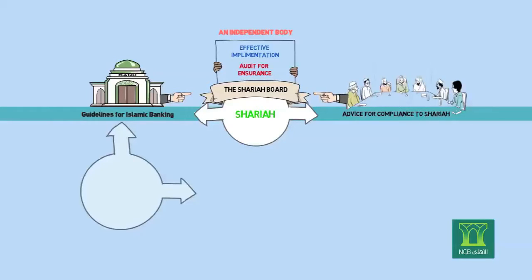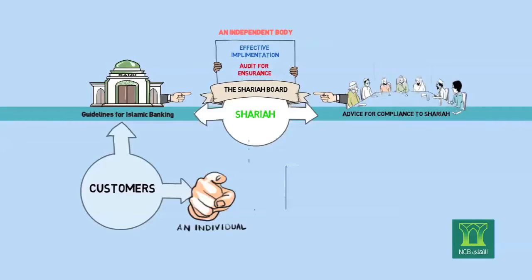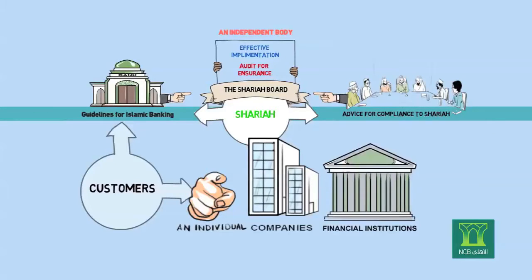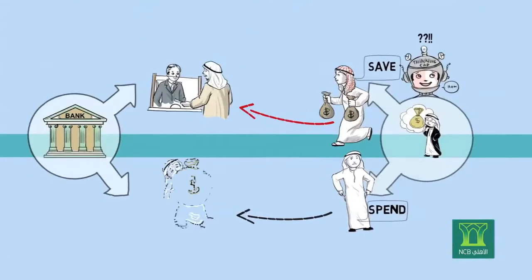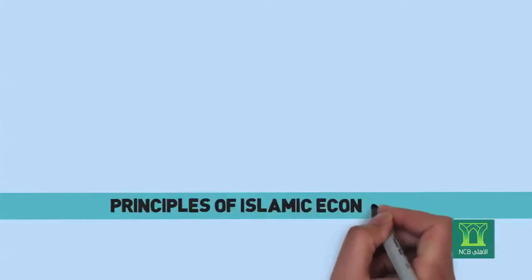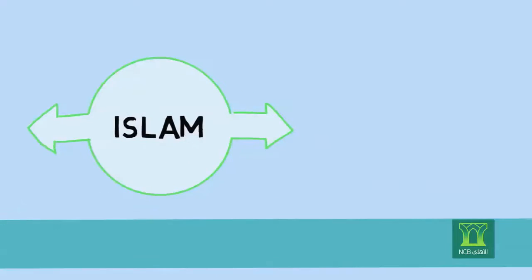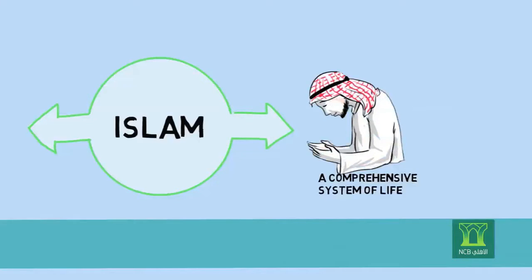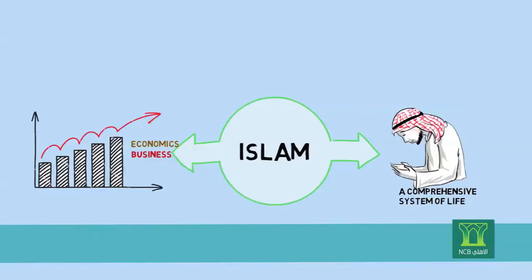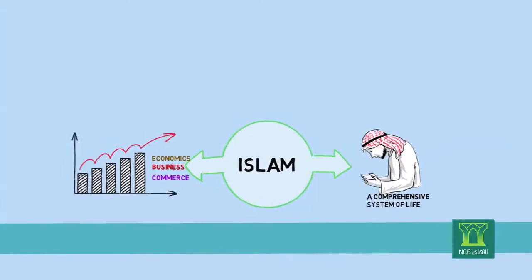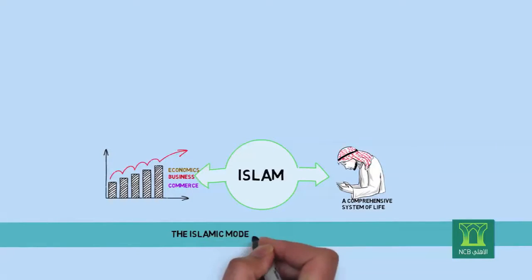Now, who are the customers of an Islamic bank? It can be individuals, companies, financial institutions, and governments. What are the needs of the customers which are being fulfilled by the Islamic bank? The saving needs and the spending needs. Islam provides guidelines for a comprehensive system of life, and it also provides guidelines on economics, business, and commerce. Islam gives a complete model of an economic system.